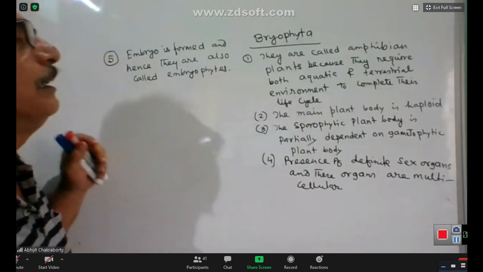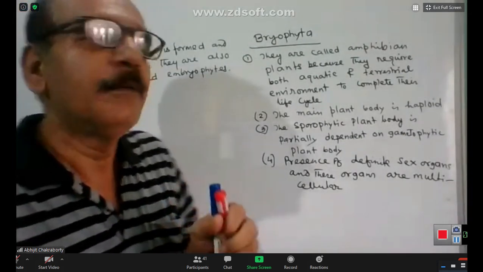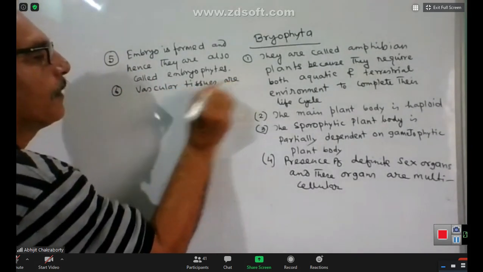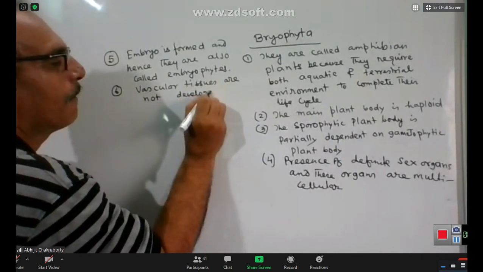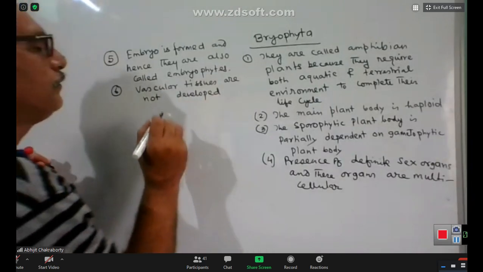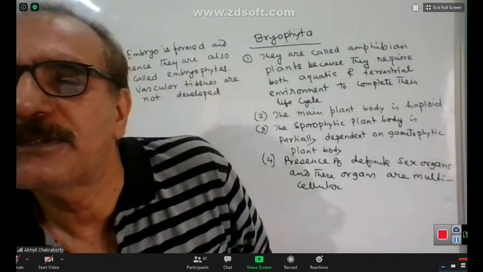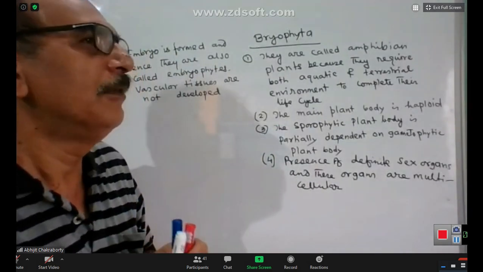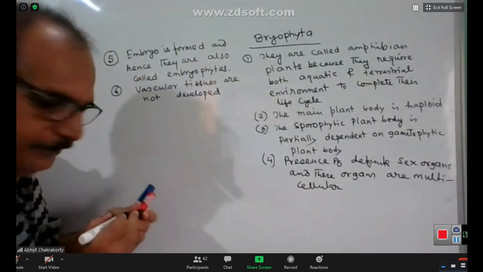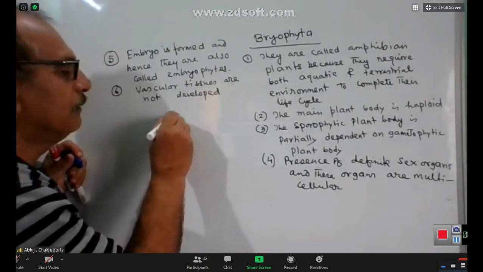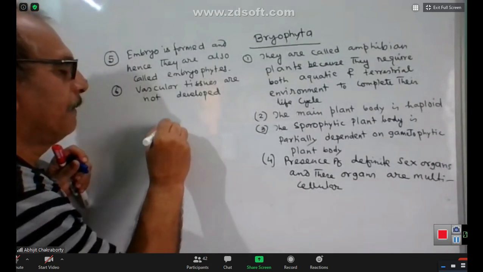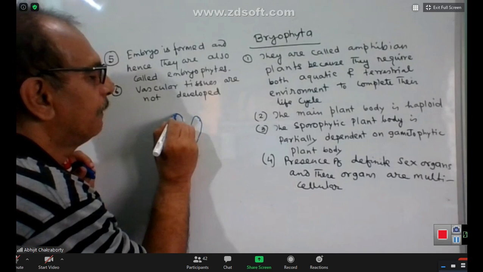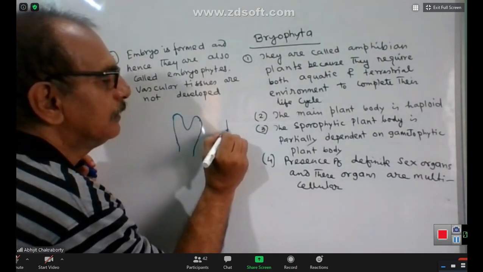Vascular tissues are not yet developed in them. Not developed, and that's why, as vascular tissues are not developed, they are short in height. I think you have seen the bryophytes, they appear like this. Some bryophytes are found to be dorsiventrally flattened structures. And in some bryophytes, they are found to be erect.